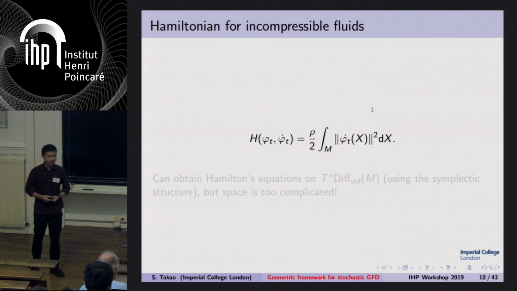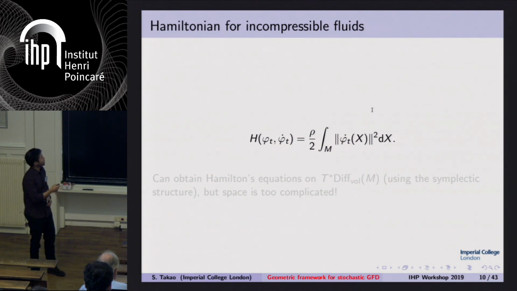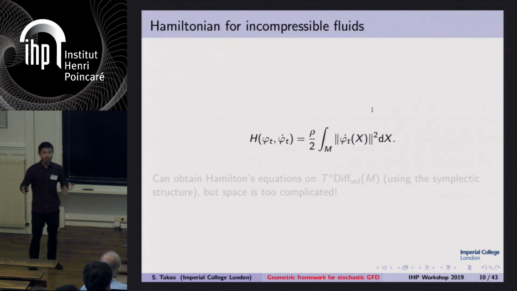Right, so what is the Hamiltonian for incompressible fluids? Here I take my Hamiltonian to be just the total kinetic energy. What I mean by that is if you take the Lagrangian velocity, I take the square of the Lagrangian velocity and integrate over the whole fluid labels. And rho is the mass density, which I take to be constant because I'm only considering homogeneous fluids for now. So this is essentially like half m v squared, right?